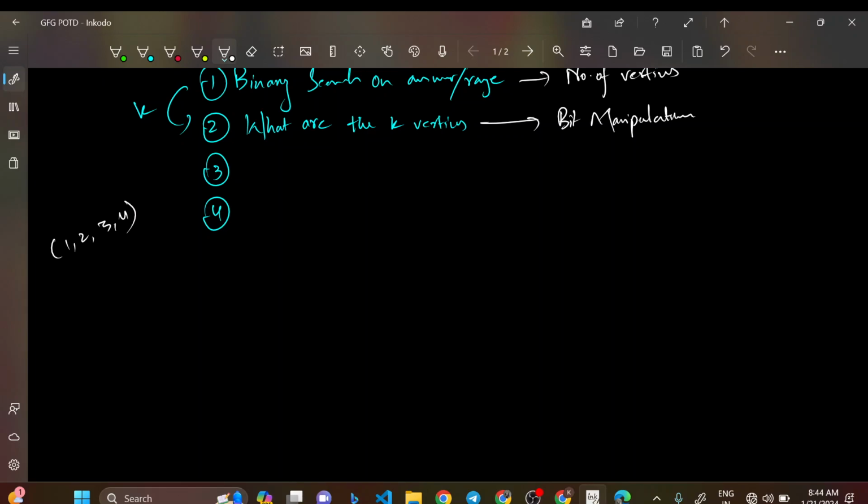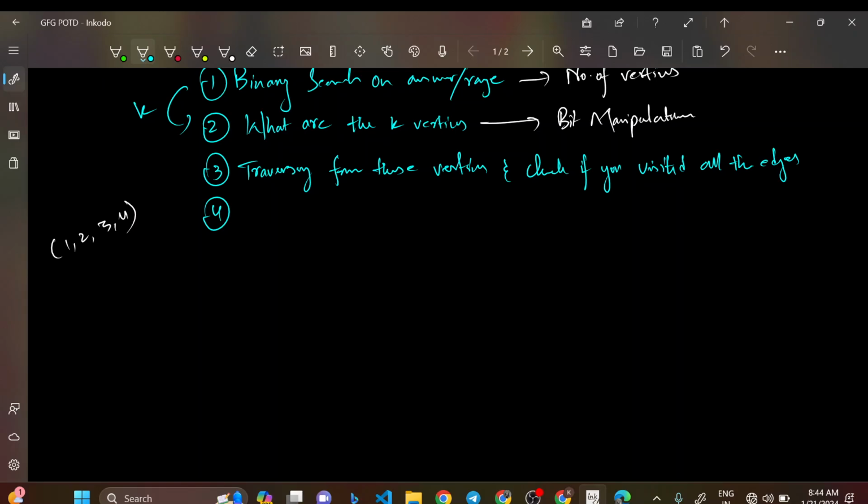Now how do you check whether it is a valid vertex cover or not? You will be traversing from these vertices and check if you visited all the edges. If you visited all the edges, then you will be doing this calculation.